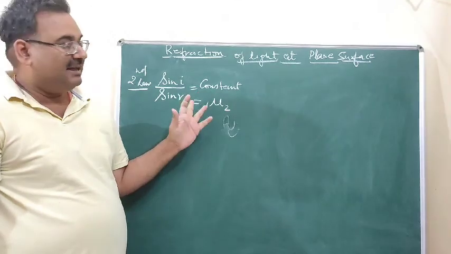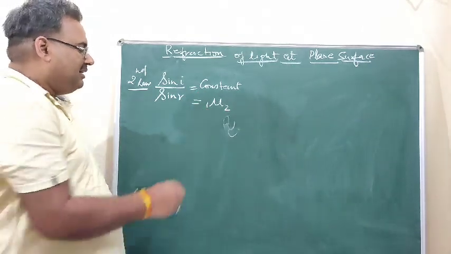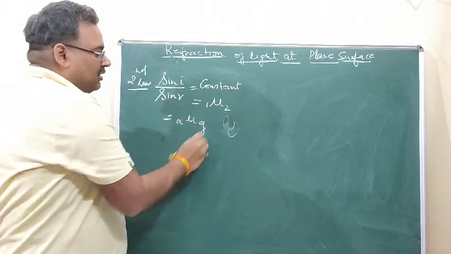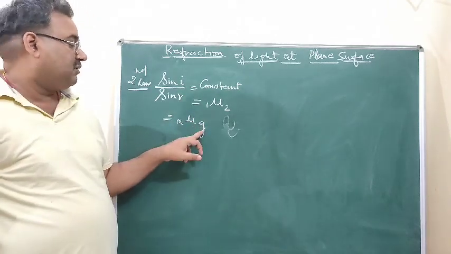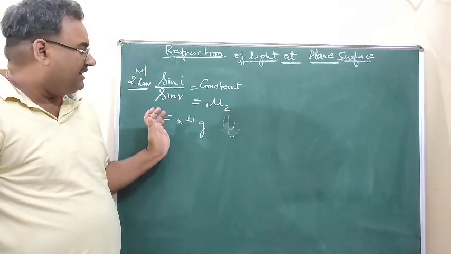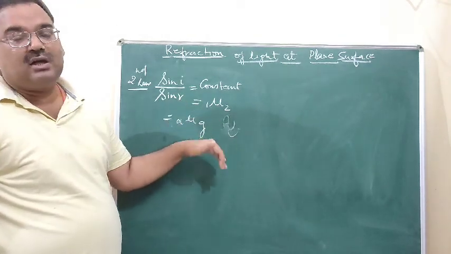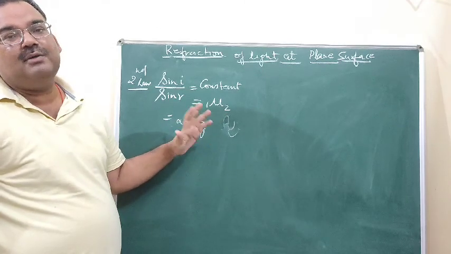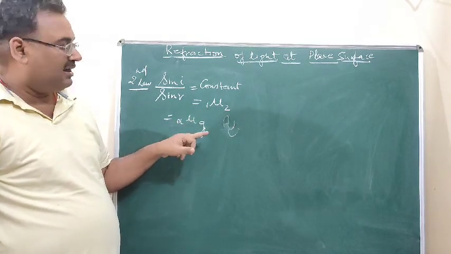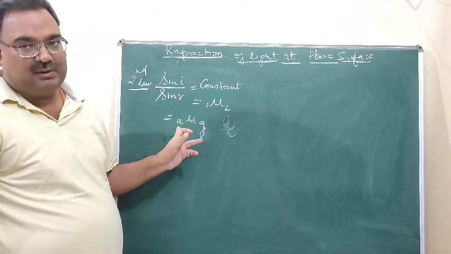Or we will say, if we say a mu g, this is read as refractive index of glass with respect to air. What does this mean? The ray of light is traveling from air to glass. Air to glass, so a mu g. If the ray of light is going from air to glass it is a mu g, and if from glass to air, it is g mu a.